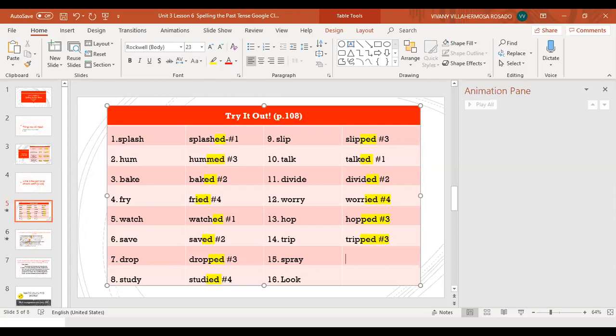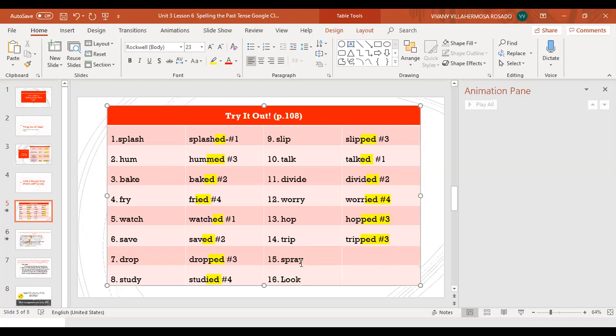And now we have spray. Now, let's look at the verb spray. Spray ends with Y, and I know that in the rule that I'm learning, I have a rule that talks about verbs ending with Y, but the rule says verbs ending with a consonant and Y. So now let's look at the word spray.